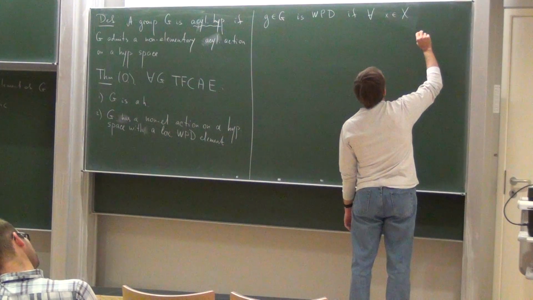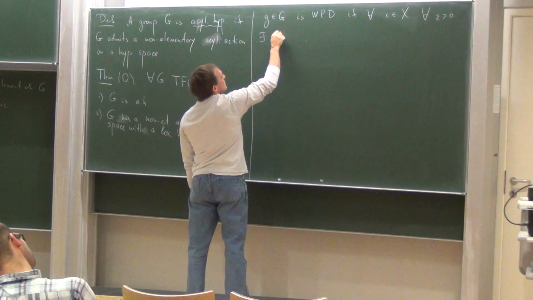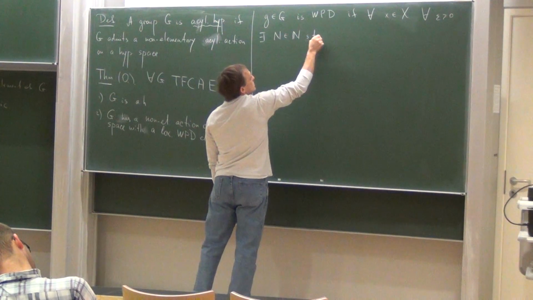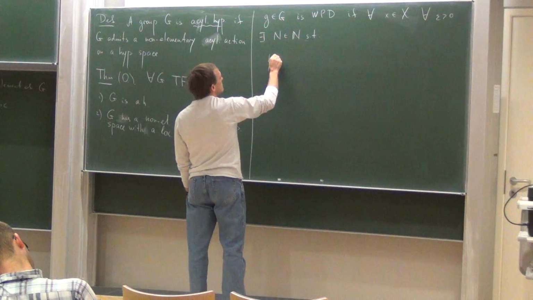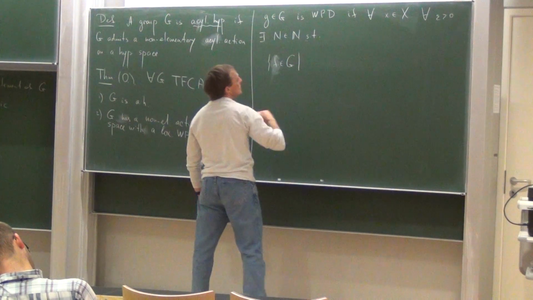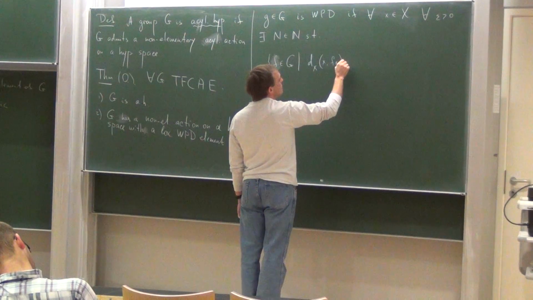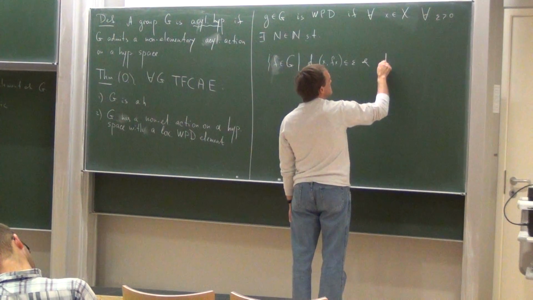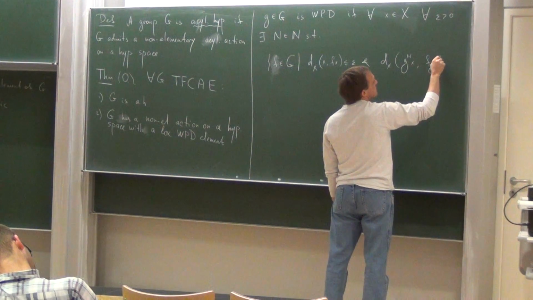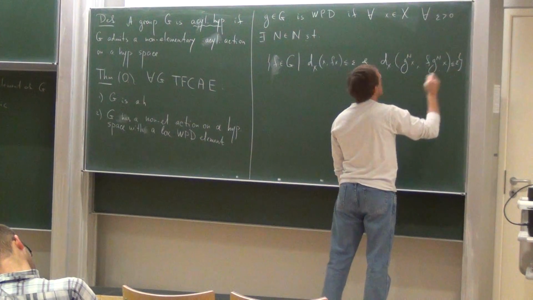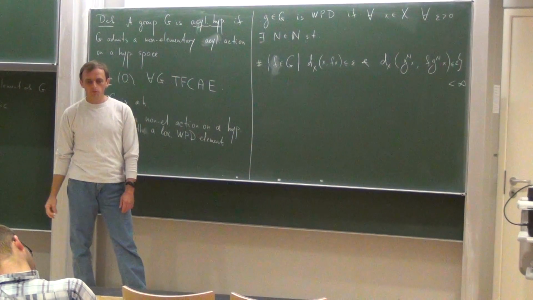For every x in X, for every epsilon greater than 0, there exists a natural number m such that now you look at the number of elements f in G such that the distance in X between x and fx is at most epsilon, and the distance in X between g^m x and f g^m x is also at most epsilon. So this number is finite. Don't require any uniformity here, just finite.